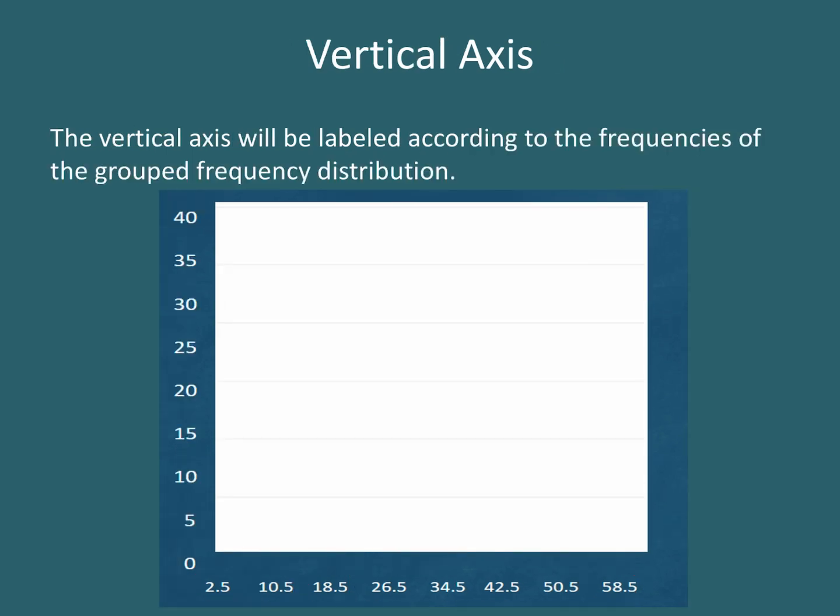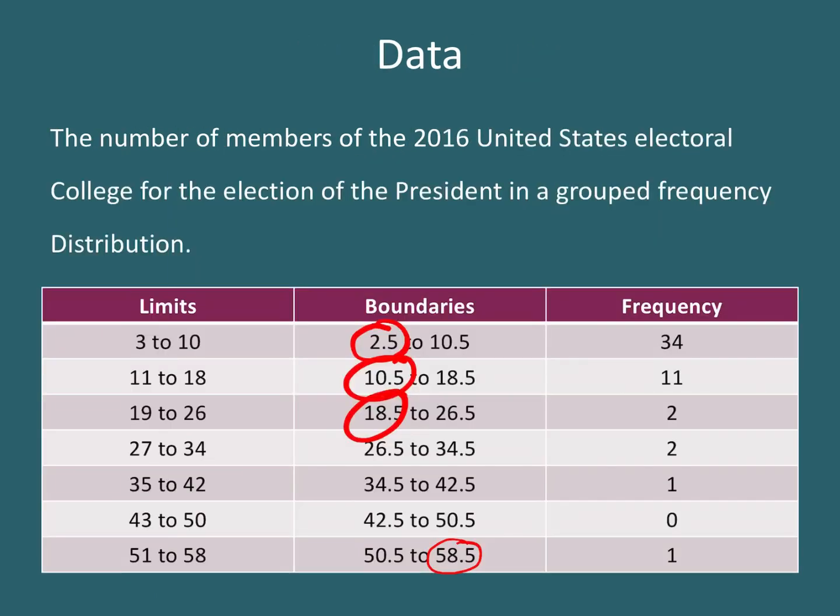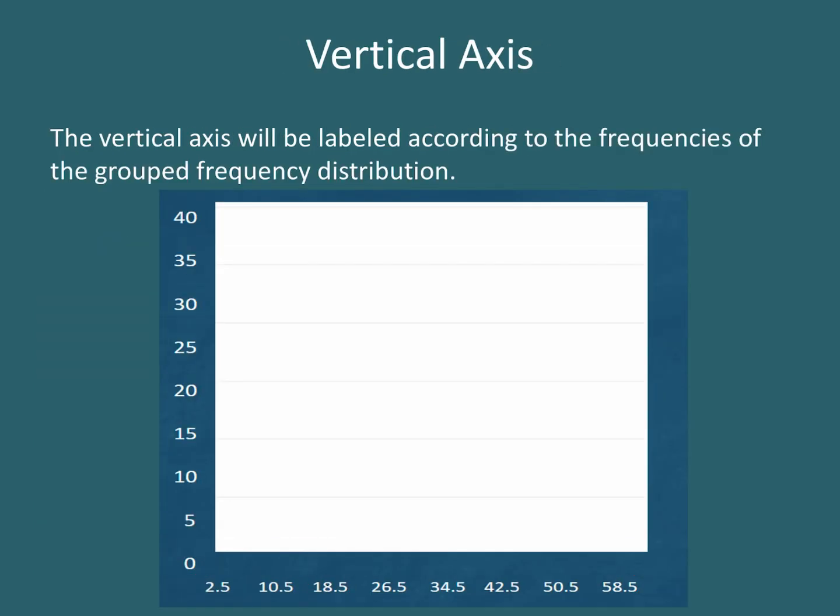The vertical axis will be labeled according to the frequencies of the grouped frequency distribution. You'll notice as I go back to my distribution here, the highest frequency we have is here at 34. So as you can see, the highest number I go to is 40. That way we more than cover our frequencies.